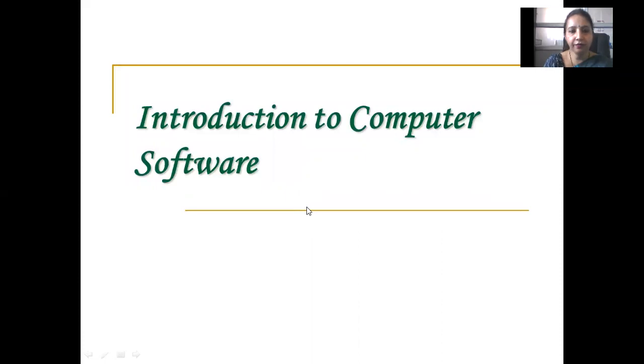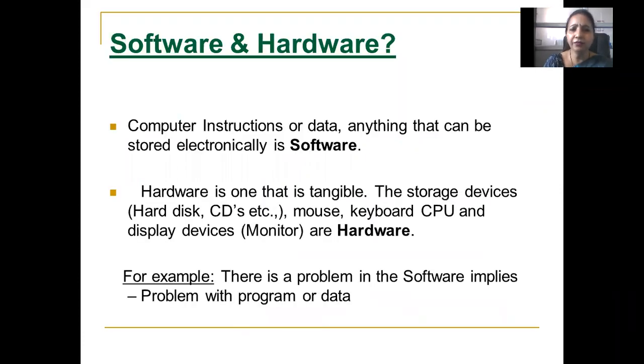Okay, then what is actually computer software? It is anything which reduces my work, and any instructions or data on which your device is dependent. So computer instructions or data, anything that can be stored electronically, is software. Hardware, you gave plenty of examples in yesterday's topic: mouse, keyboard, CPU, all these are hardware.